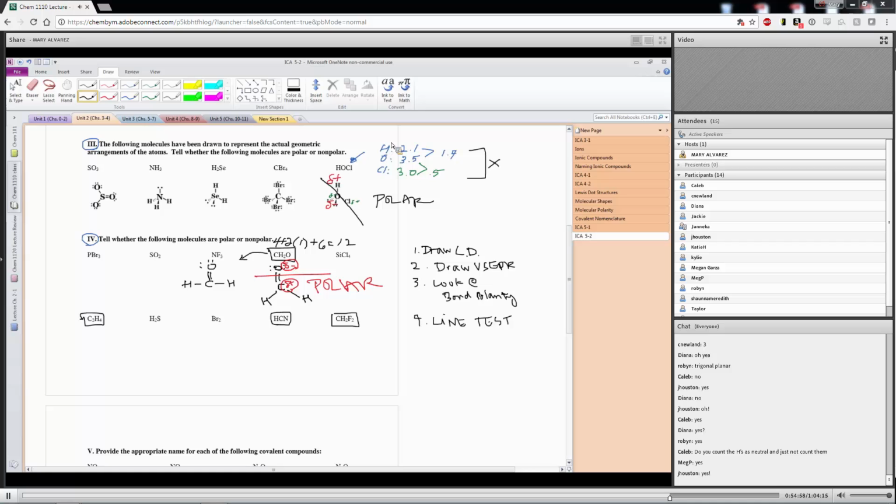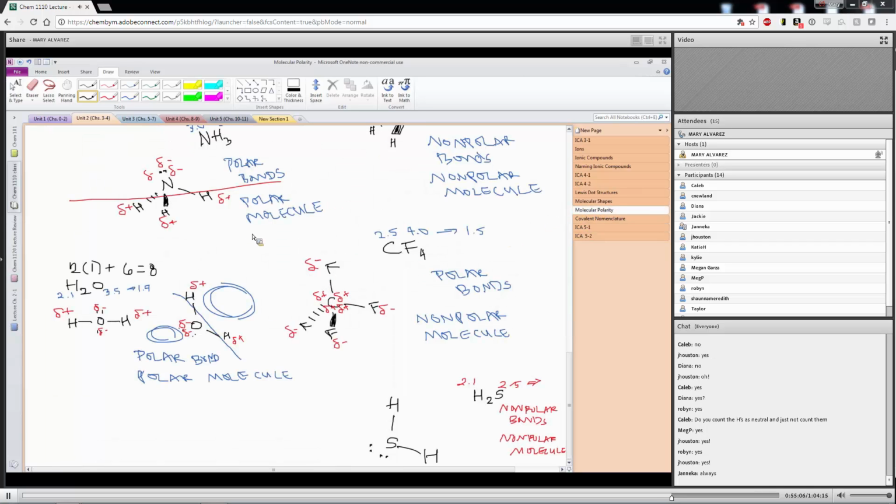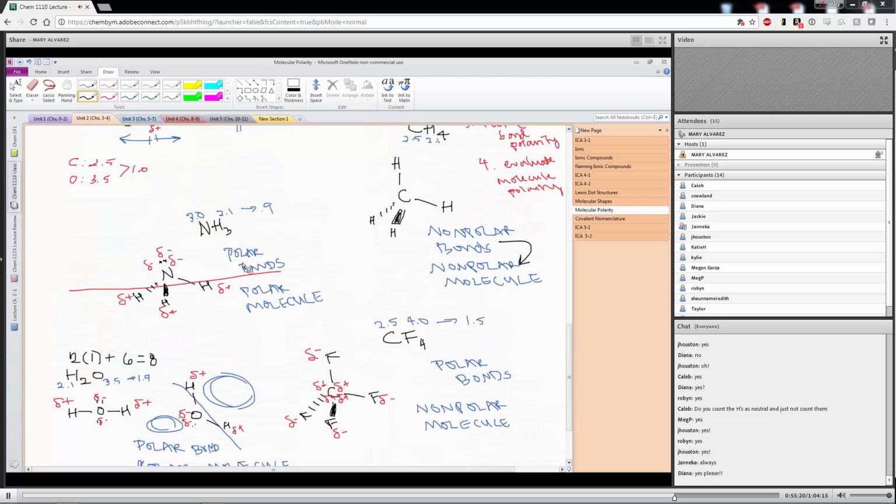Okay, let's move on. Would you guys like to learn one little trick that might save you a teeny bit of time? Yes, of course you would. Remember here, if I have polar bonds, I might be polar, I might be nonpolar. But if I have nonpolar bonds, I'm only ever nonpolar. You guys remember that? Because if I have polar bonds, these may add up, they might not. If I don't have polar bonds, I don't have anything to work with.